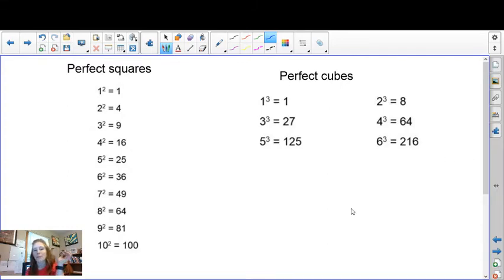And just like with my perfect squares, I could keep going. But after 6, it starts to get crazy large and we won't use them. So I'd like you to get used to seeing these 6, these 6 perfect cubes.